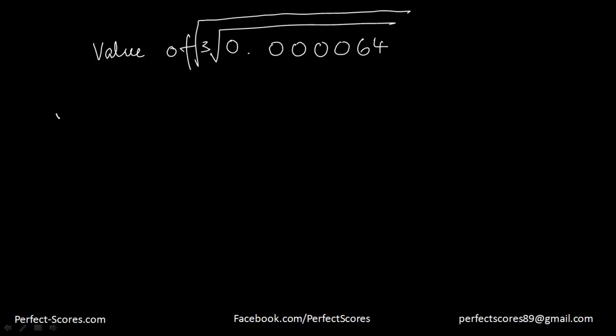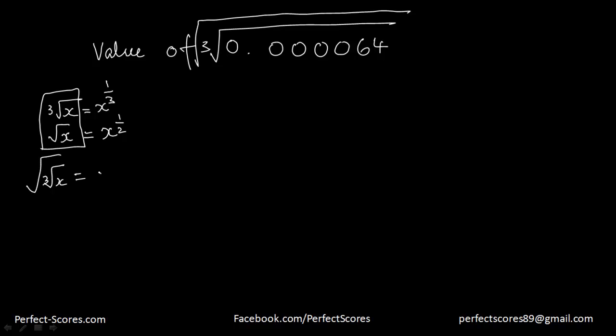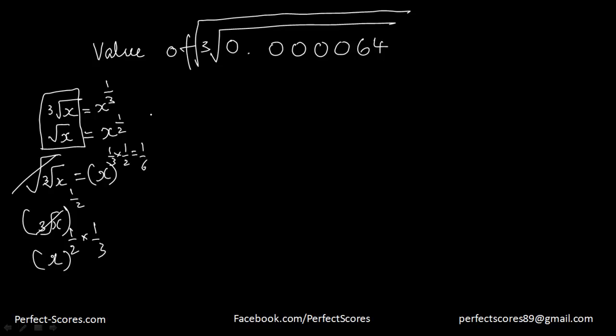Now understand, cube root of x is actually equivalent to x to the power 1 by 3, and under root of x is actually equivalent to x to the power 1 by 2. And if I combine both these powers and I say cube root of x and under root of x, that would be x to the power 1 by 3 into 1 by 2, which is equal to 1 by 6, right? Because if I just cut this, I'll have to write this as x to the power 1 by 2, and if I cut this, I'll have to write this as x to the power 1 by 2 into 1 by 3.